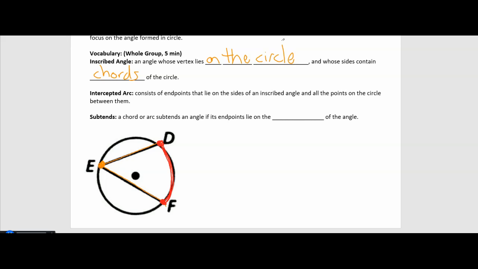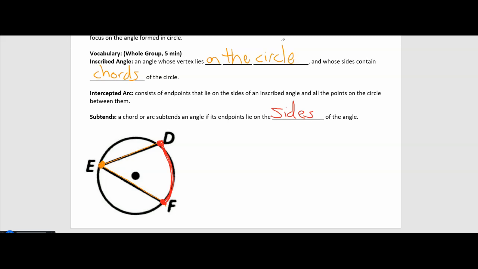Subtends. This is a less common word that we're going to use. I am going to throw it at you because you may see it every now and then, but we're not going to use it much throughout the rest of the unit, but we should still know what it means. A chord or arc subtends an angle if its endpoints lie on the sides of an angle. So what does that mean?